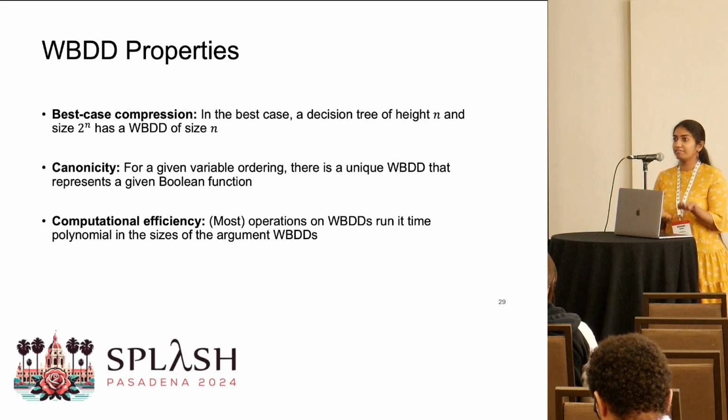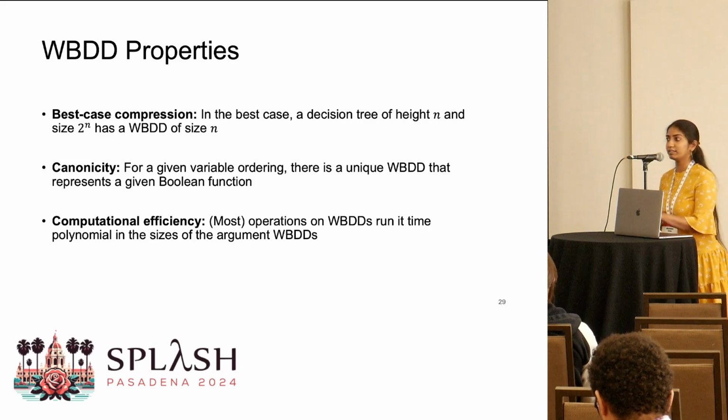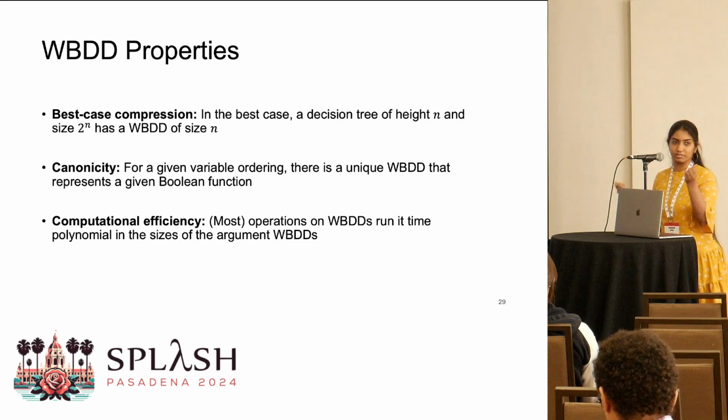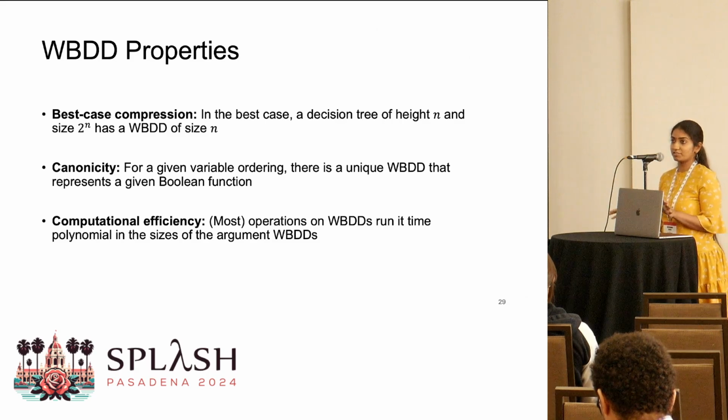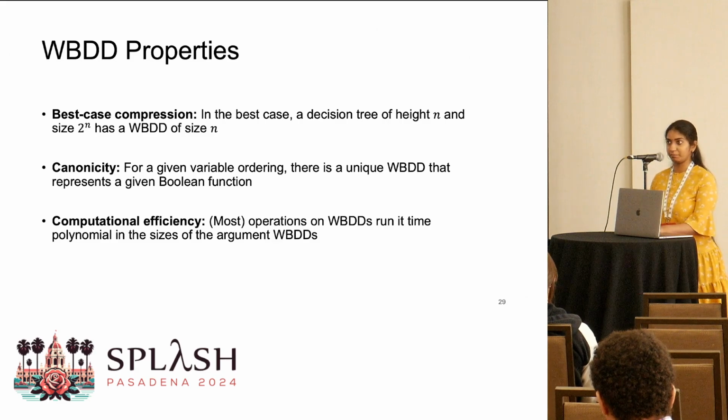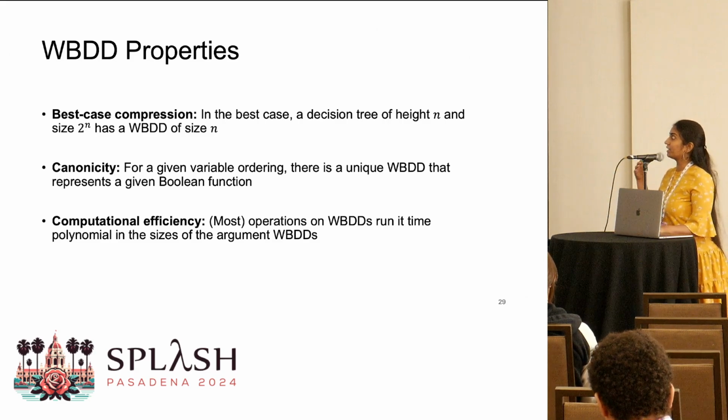That is, for a given variable ordering, you have one unique representation of the function. This is helpful because you want to do efficient equality testing when you're testing whether two functions are equal or not. They are also computationally efficient, that is, the algorithms run in polynomial time in the size of the input weighted BDDs. These are some good properties of weighted BDDs. And we want to see how we can move from weighted BDDs to weighted CFLOBDDs.